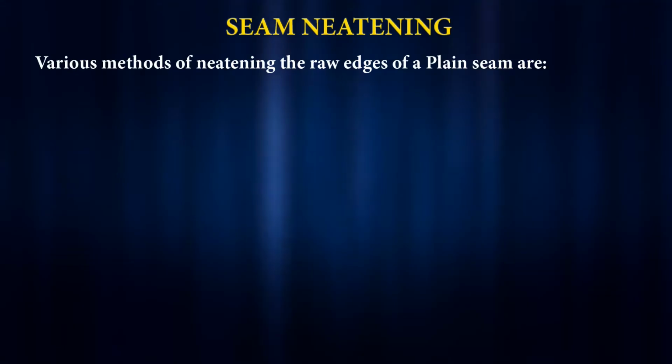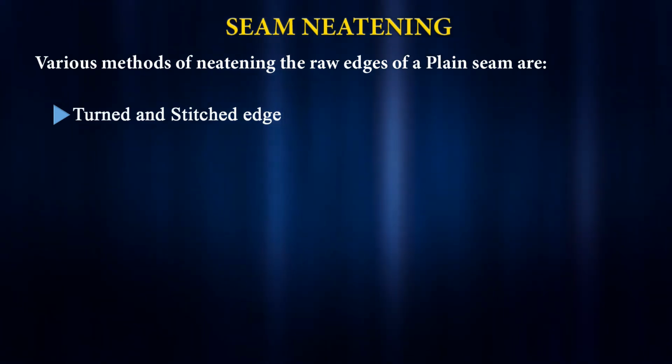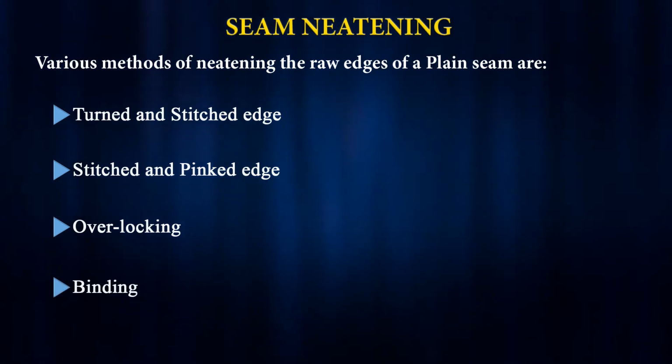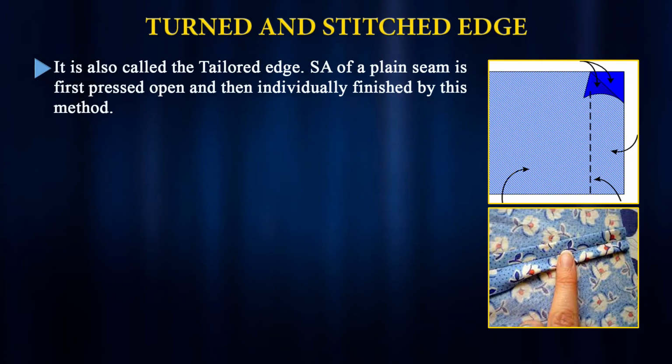So there are various methods of neatening the raw edges of the plain seam. There are 5 methods we use for seam neatening. First is the turn and stitch edges, then stitch and pinked edges, overlocking and binding. So first let us talk about the turn and stitched edges. This is the most common one we generally do. It is also called the tailored edge.